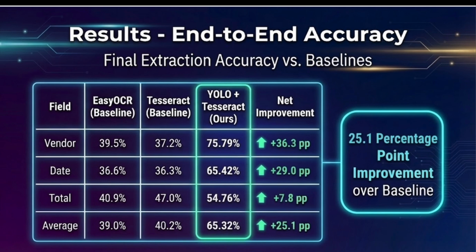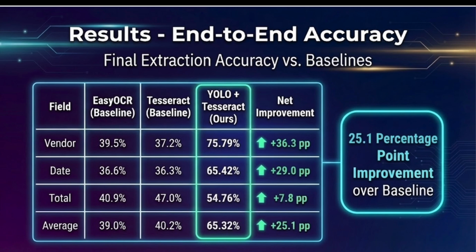This table compares three approaches on our test set of 347 receipts. First, EasyOCR only as a baseline achieved 39% average accuracy. Second, Tesseract only achieved 40.2%, and third, our hybrid YOLO and Tesseract system reached 65.32% average accuracy. That's a 25.1% point improvement over the baseline, or about 64% relative improvement, which is substantial.